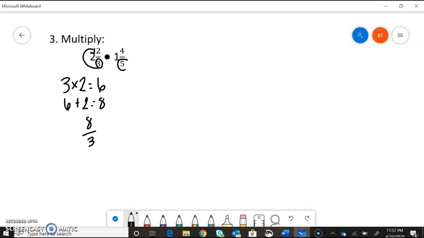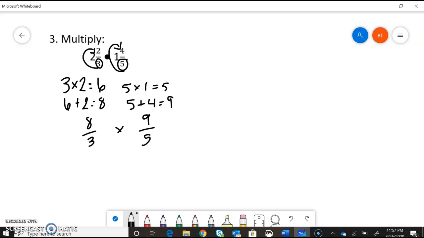Then for 1 and 4/5, we start at 5. We go around. So we have 5 times 1, which gives us 5. And then we do 5 plus 4, which is going to give us 9. So now we end up with 9/5. And now we can multiply them.